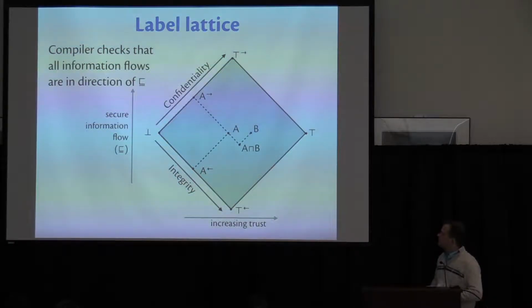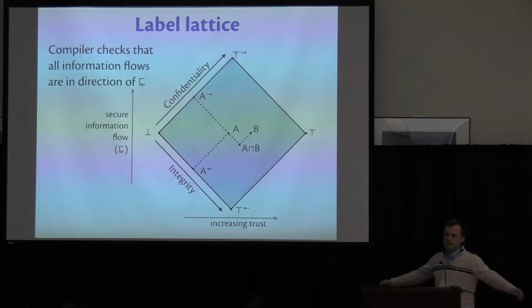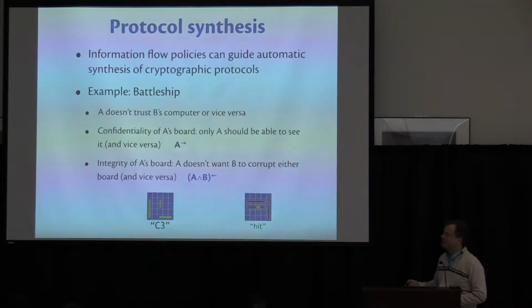And one of the things that's interesting about this lattice is that you can see there are actually two axes here. There's a direction of secure information flow, which is in the direction of decreasing integrity and increasing confidentiality. And there's a direction of increasing trust, which is where confidentiality and integrity both increase. In some sense, it's the fact that those two axes are orthogonal to each other that makes security hard. Okay, so now let me show you how we can actually use this to synthesize an interesting implementation.